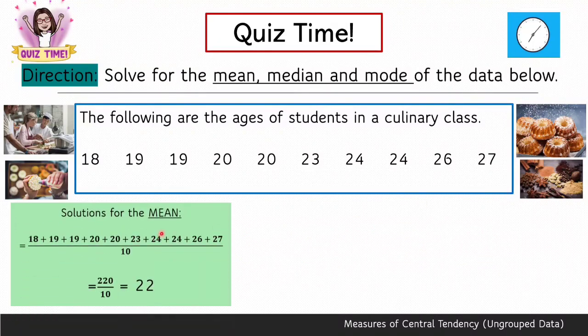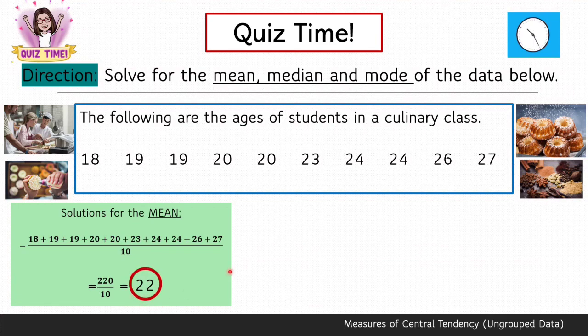The solution for the mean says you have to add all the scores and divide by the number of scores. So the total would be 220. And we have to divide it by 10. So the mean or average would be 22. Did you get the same?